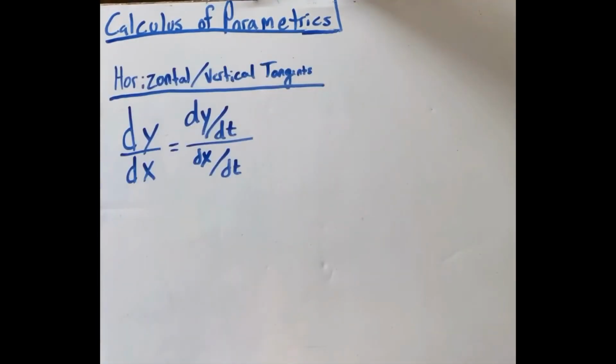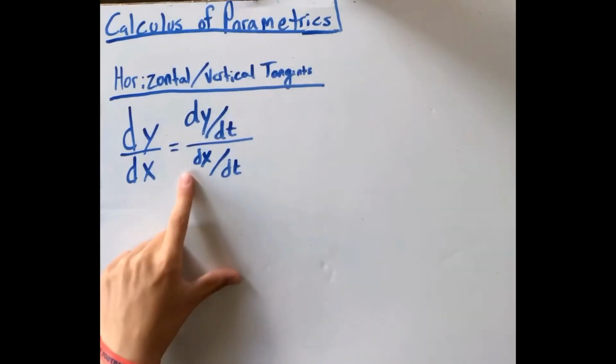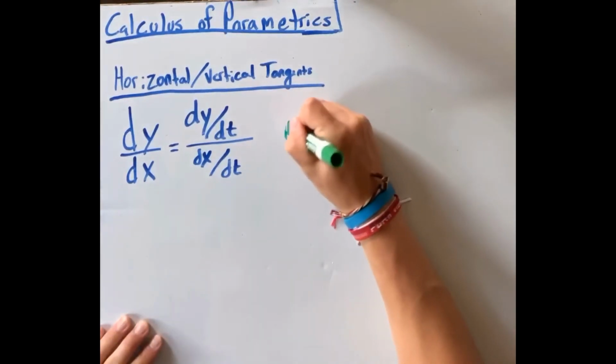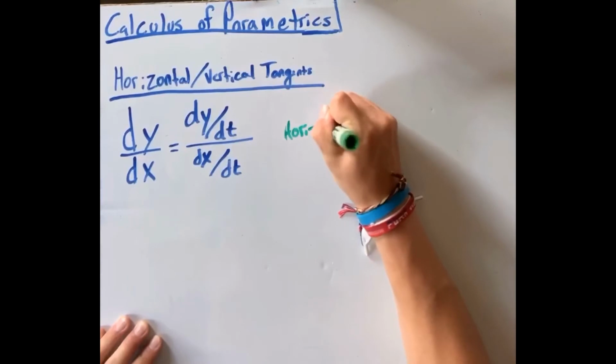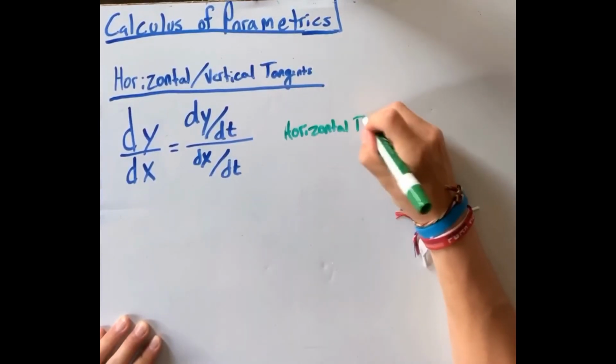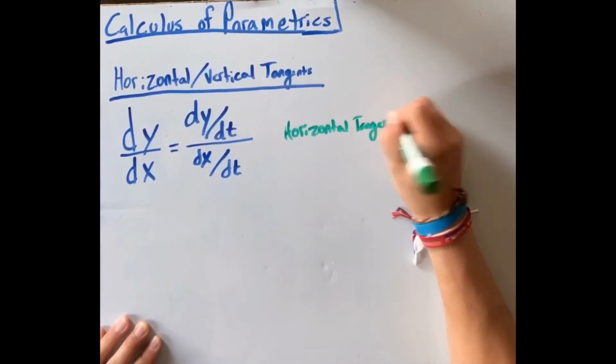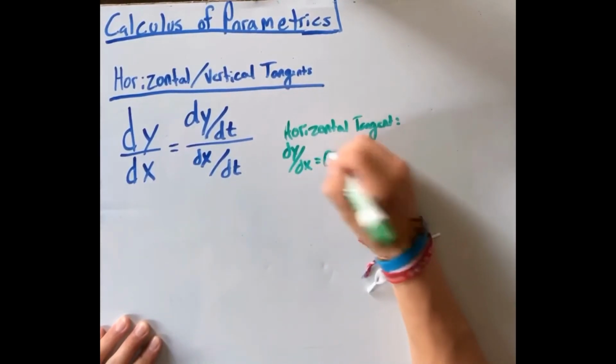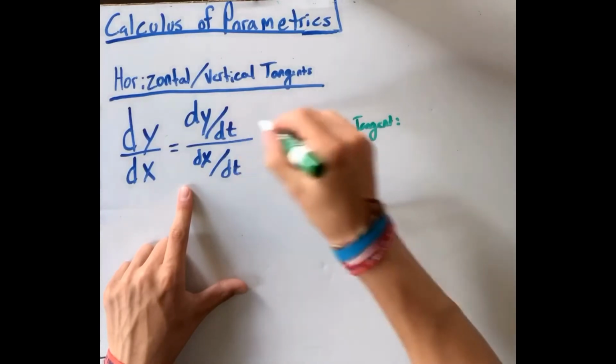Okay, so now that we know what the first derivative of a parametric equation looks like, dy/dt over dx/dt, we're going to move into how to find horizontal and vertical tangents, which will help with graphing parametric equations. In order to find the horizontal tangent, we know that the first derivative has to equal 0, or dy/dx equals 0. So that's only going to happen when dy/dt equals 0.